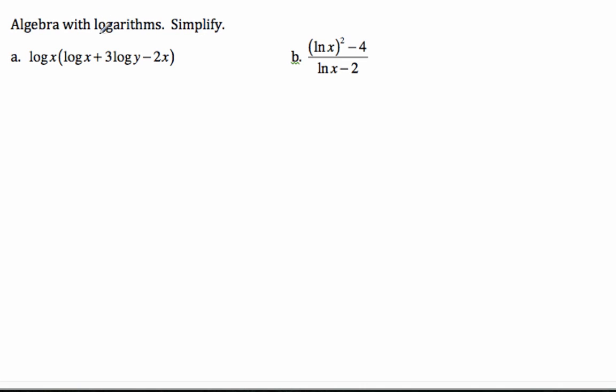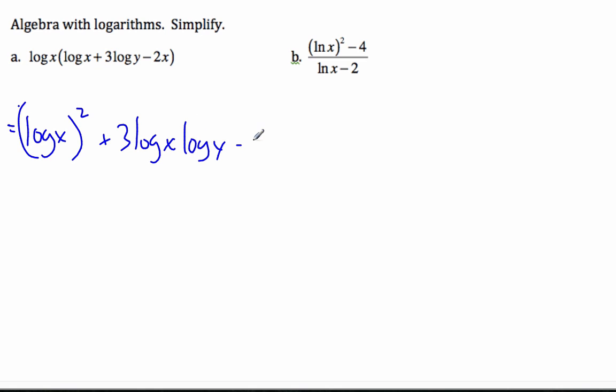Okay, so now the next part is we're going to look at logarithms and doing algebra. We're just going to do some simplifications here, and we can take logarithms and multiply them like regular. So this is log x squared plus 3 log x, and log y minus 2x log x. Note that because there is nothing written down here, it implies it is base 10. It's the common logarithm.